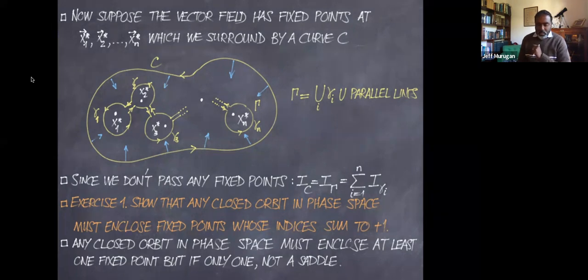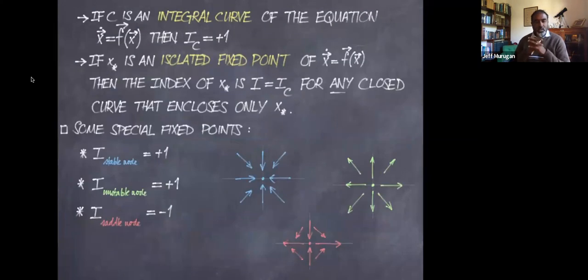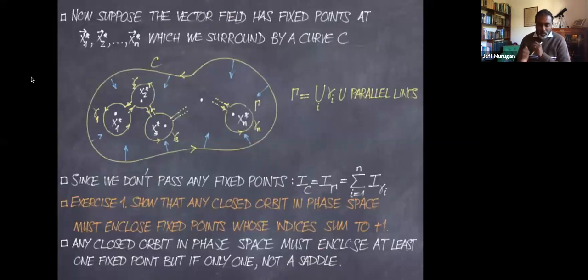But given what we just said about the indices of stable nodes, unstable nodes, and saddle nodes, if there is only one fixed point that it encloses, that cannot be a saddle. So if a closed orbit in phase space encloses only one fixed point, then it can only be a stable node or an unstable node. It cannot be a saddle node because then the index of that is -1. Okay.